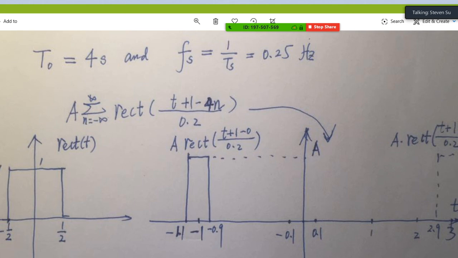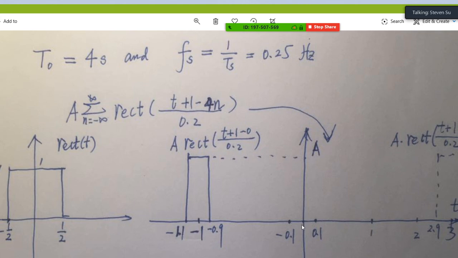You also have other periods. I didn't write all of them because I use only one to calculate the coefficients. So this one is for n equals 1. If n equals 1, this is t plus 1 minus 4. n equals 1 gives minus 4, that means t minus 3. The shift parameter is 3.